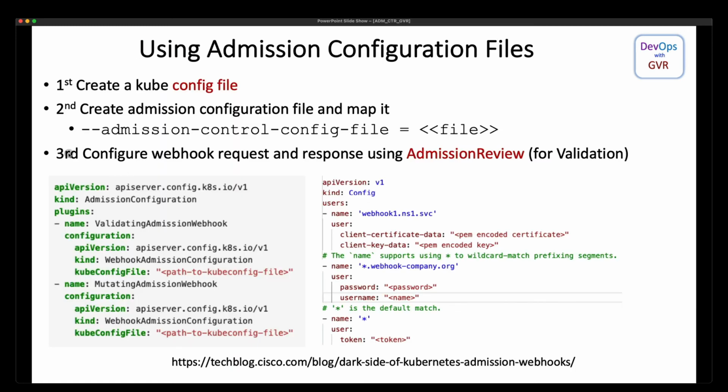Third is to configure the webhook request and response. So what is this request and response? Let me show you. Whenever you create these mutating and validating webhooks, I want to control what I should do when a request is raised, and what I should do during the response. That will be defined under admission review. Maybe you may be confused here. What is this admission review? It is a new thing that came into the picture.